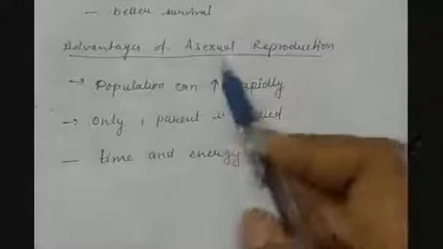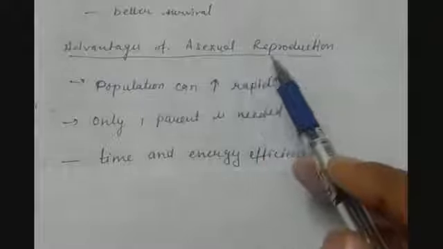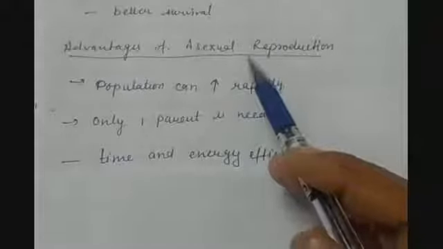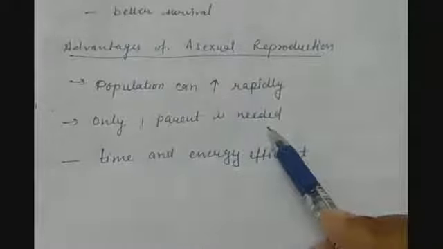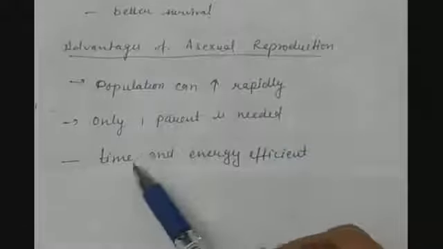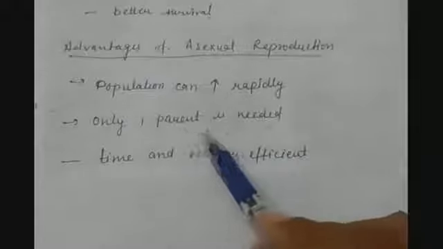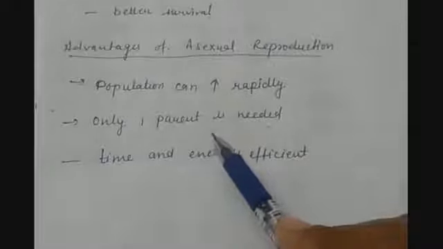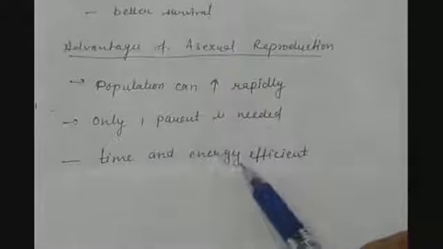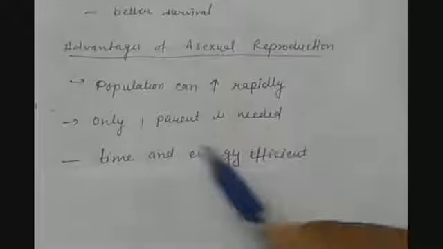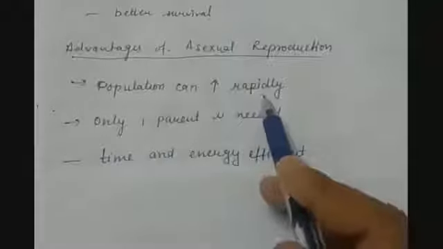Then we have the advantages of asexual reproduction. As we know, in asexual reproduction, only one parent is required. So that is also one advantage of it. It is a time and energy efficient method. Here one parent need not wait to find another individual to reproduce. So this is time efficient as well as energy efficient. This method helps in increasing the population very rapidly.